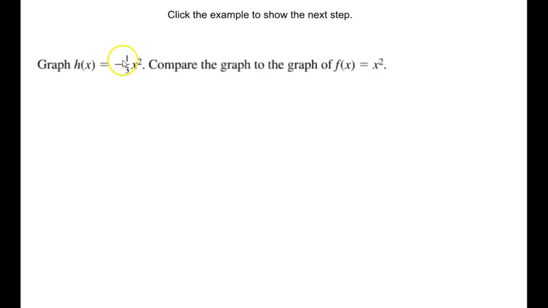Now let's look at this one here. It's similar to what we just looked at. The big thing I notice is I have a negative sign, so that tells me it's going to flip the graph and it's going to open downward.